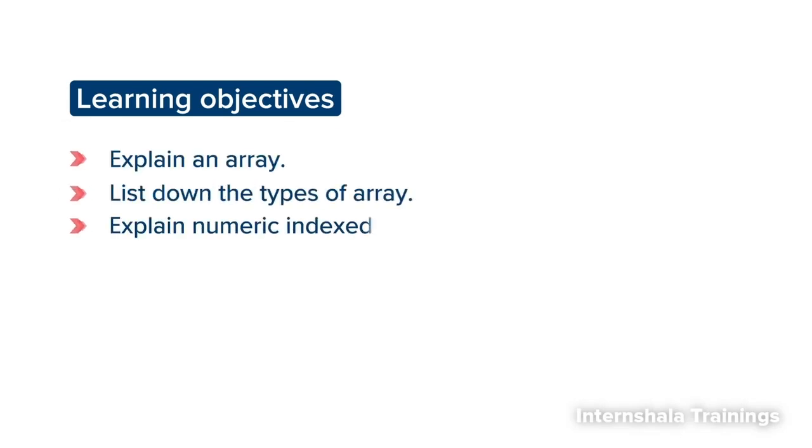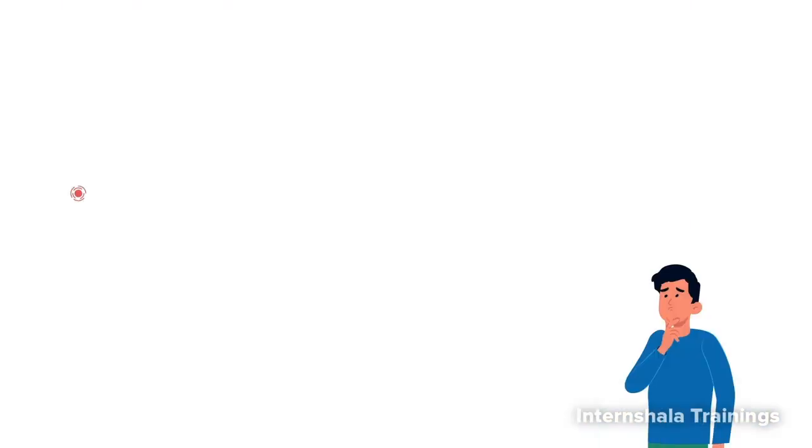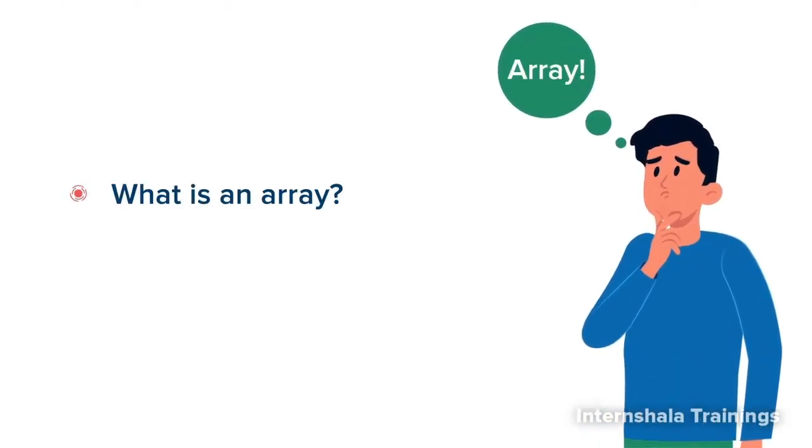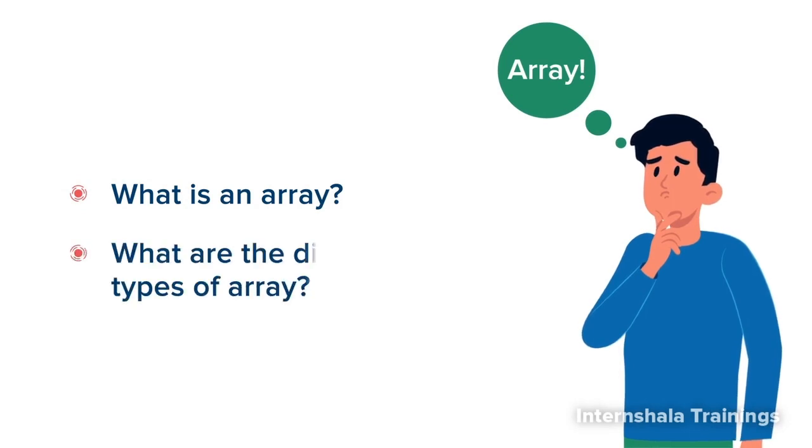After going through this video, you will be able to explain an array, list down the types of array, and explain numeric indexed array. We already know what arrays are and how they are used in a for each loop. In this video, we will first revisit the basics of arrays and then we will understand the different types of arrays. So let's get started.